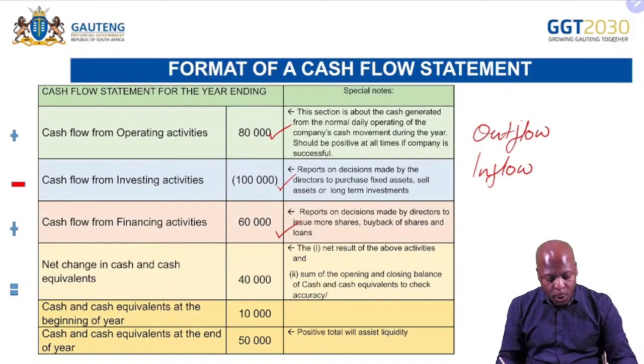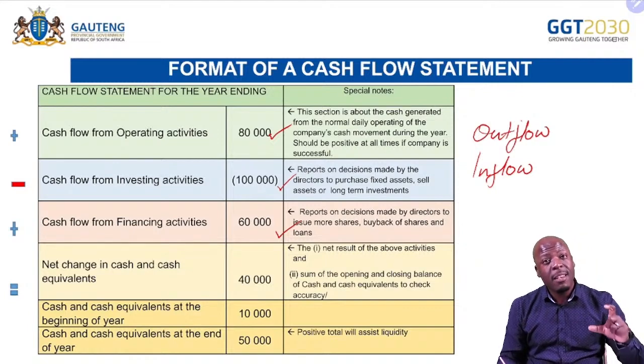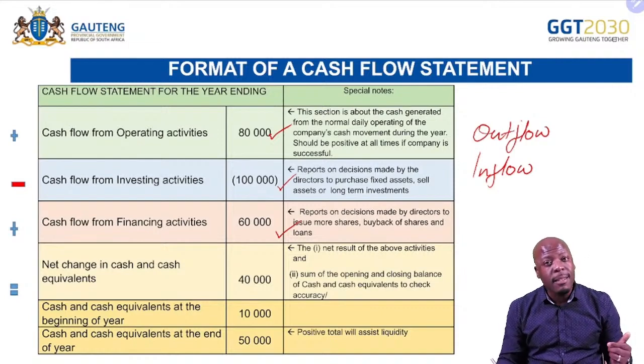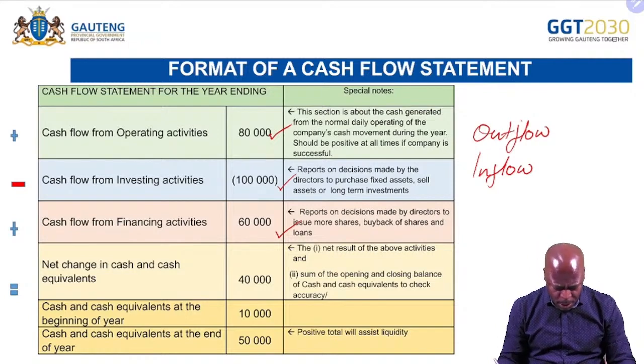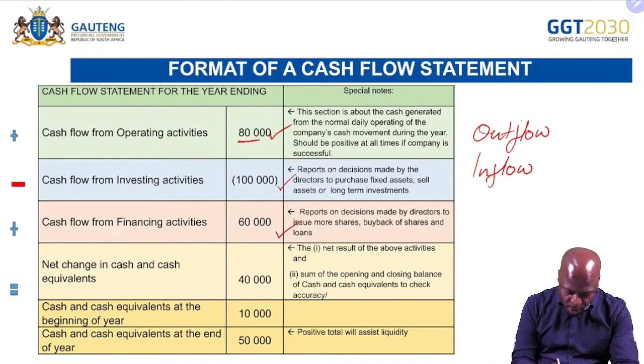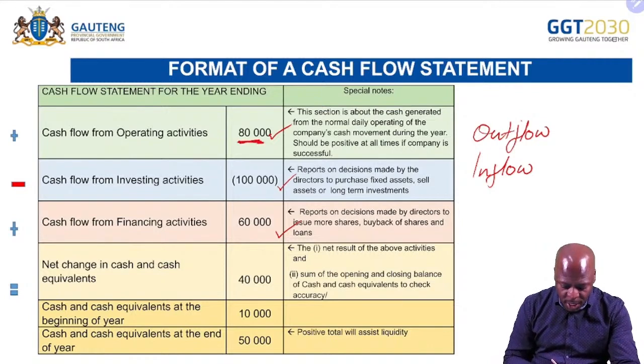So as you can see here on our cash flow from investing activities, there is an outflow of 100,000. Hence, we have brackets. But if you look at the financing activities, we have an inflow, no brackets. So it is very important to be able to distinguish between your inflows and your outflows. And then once you say 80,000, I want you to have a calculator with you there quickly. Please punch in 80,000.